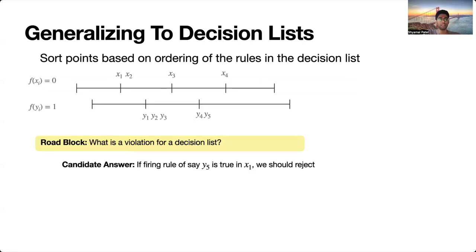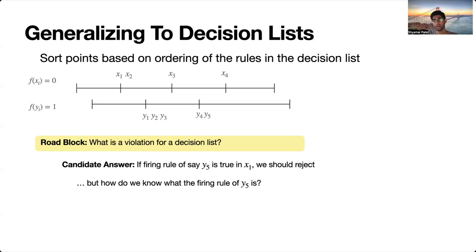Maybe a candidate answer is to look at firing rules. So maybe we look at the firing rule of y5, and we say if that literal was satisfied in x1, then something has clearly gone wrong, because we should have been reading this literal first because it had higher priority. So if it fired, then f of x1 should be 1, but it was 0. So we should reject in this case. So that's a candidate answer. But we don't actually know what the firing rule of y5 is. And so, how do we actually implement this?